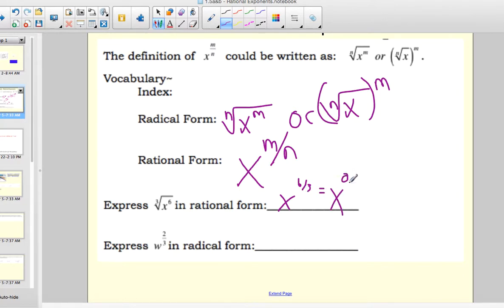And you might not have been able to see that in this form, but rewriting it like this can help you see it. And then if I said w to the 2/3 in radical form, the denominator is what's going to be the index, so it would be the third root of w squared. Might be easier if I do it this way, or the third root of w, and then square the whole thing. Both are fine.